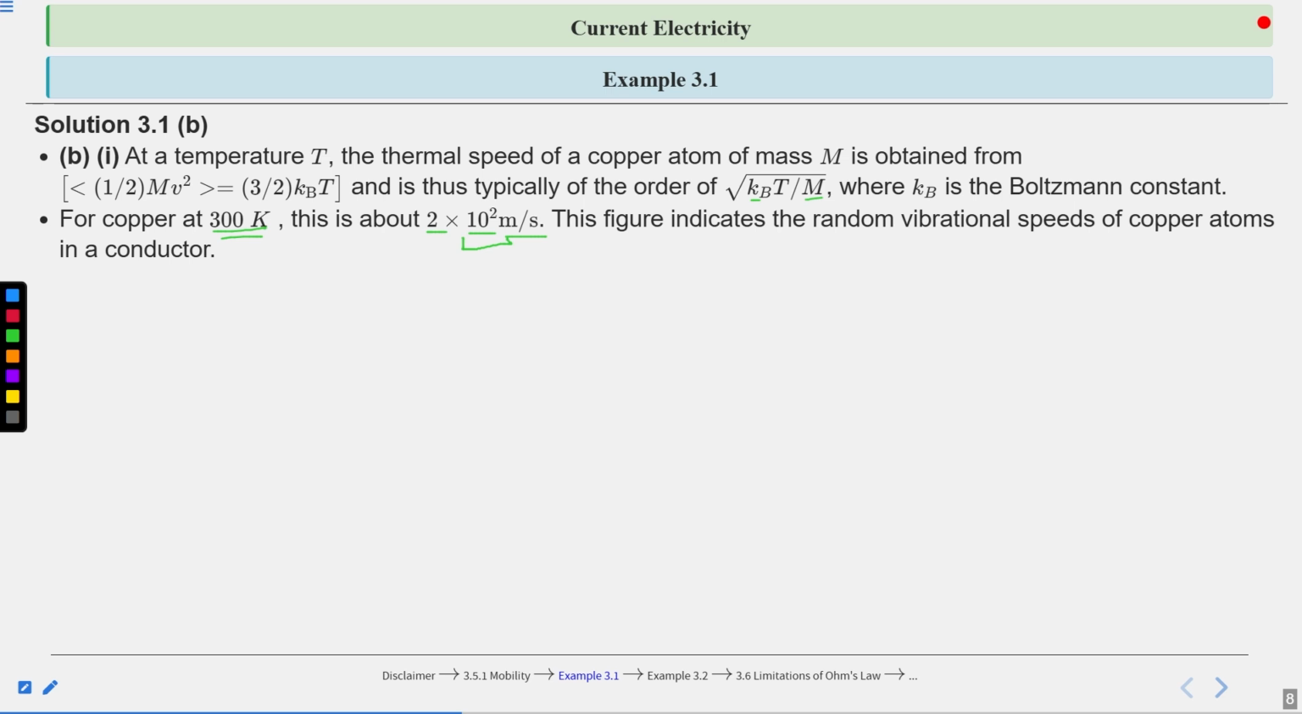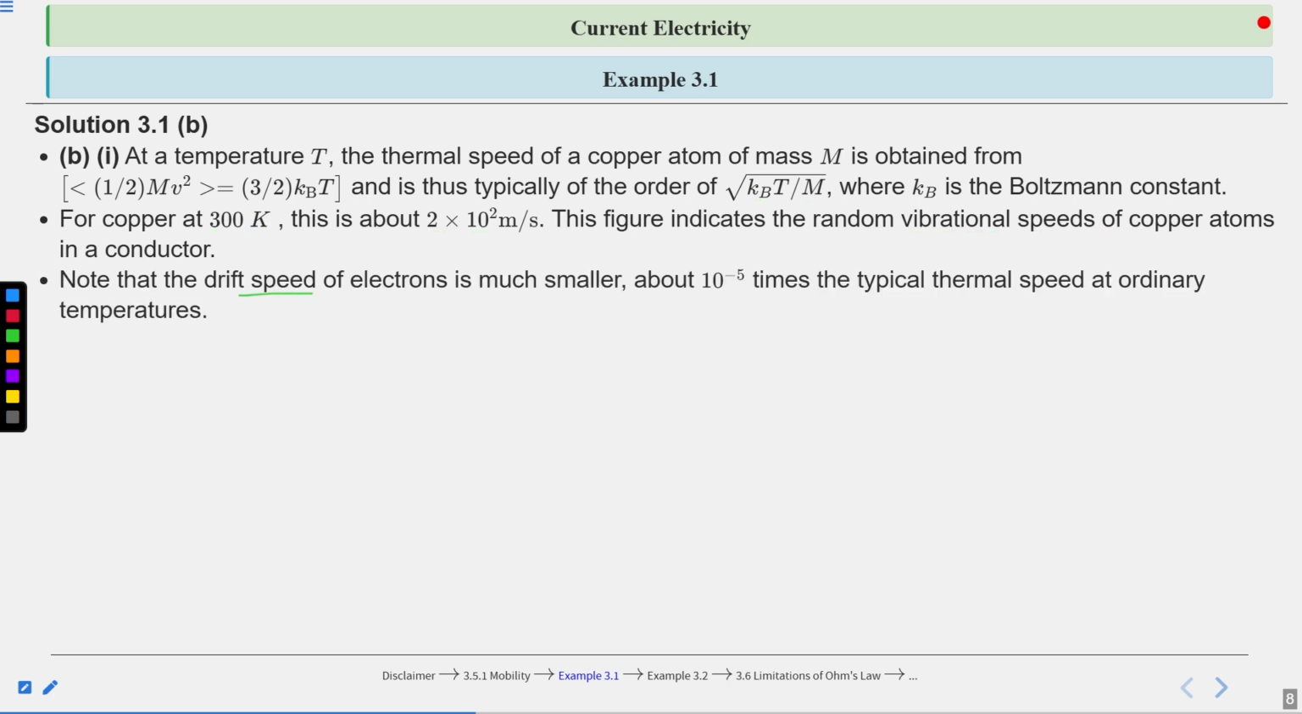This figure indicates the random vibrational speeds of copper atoms in a conductor. Now this is not speeds of atoms moving here and there, because in metals atoms are fixed due to metallic bonds. They can only vibrate, they are not free to move, only electrons are free to move. So here thermal speed is the vibrational speed of the copper atom, not a drift speed. It is only vibrational speed, of the order of 10 raised power 2 meter per second.